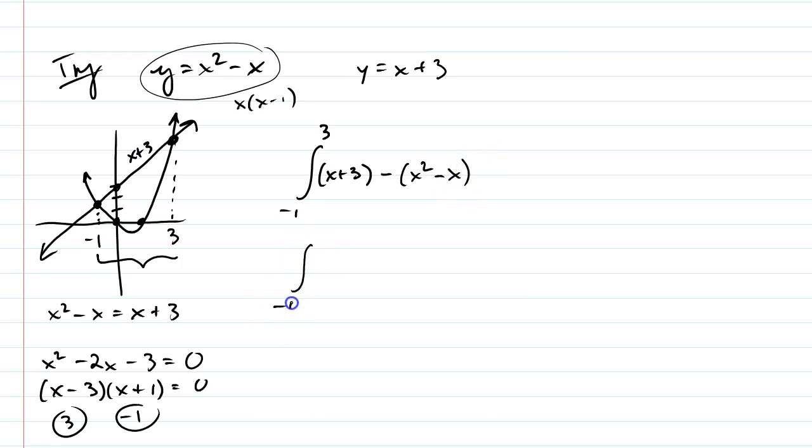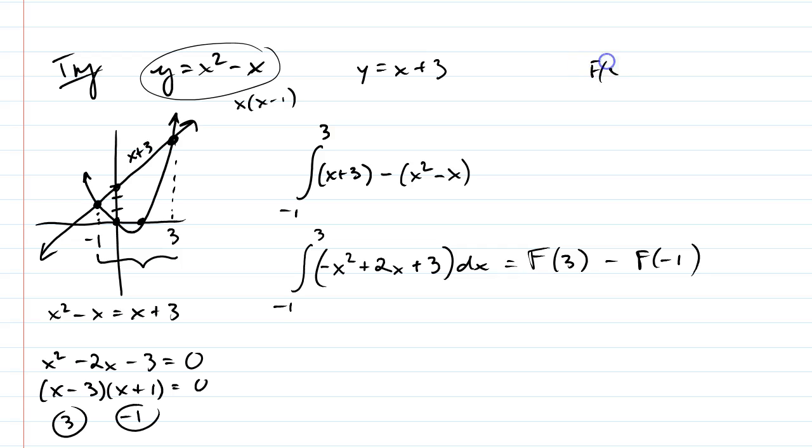And so this is actually going to be -1 to 3. It's going to be a negative x squared. X minus a minus x is positive 2x, and then plus 3. I slowed down there just to make sure my signs were right. Okay, so we're going to do this as f of 3, take away f of -1. So I'll do it up here. What is the antiderivative of f? Well, that'd be -1/3 x cubed plus x squared plus 3x.